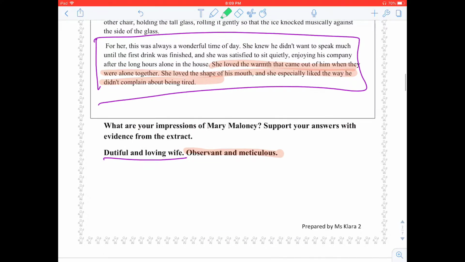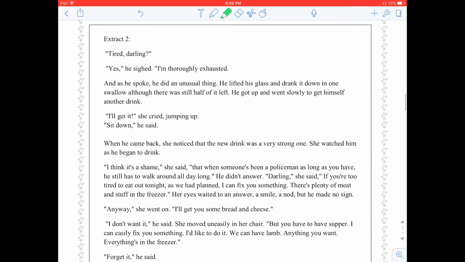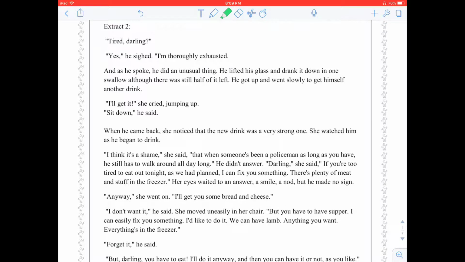So let's look at extract two. Mary says, "Tired, darling?" "Yes," he sighed. "I'm thoroughly exhausted." As he spoke, he did an unusual thing. He lifted his glass and drank it down in one swallow, although there was still half of it left. He got up and went slowly to get himself another drink. Now, this is perhaps unusual. Why do you think he does this?